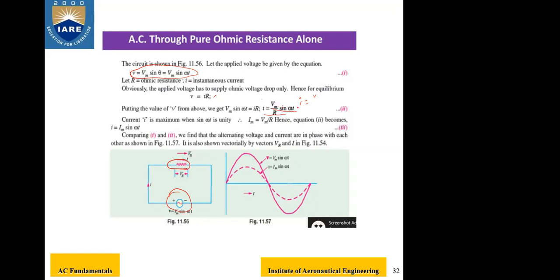If only DC is given, we won't get this sine term; we will take only V by R. But because of the AC quantity, we are getting the sin term here. And what is the magnitude here? Im is equal to Vm by R, this is the magnitude, and here the angle is 0.